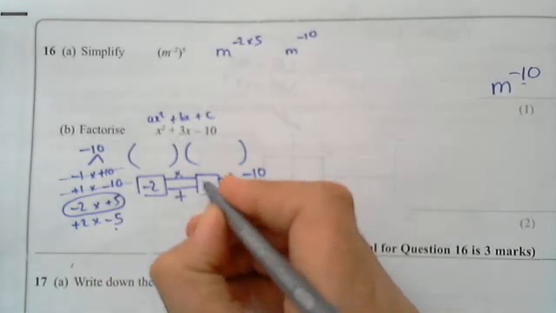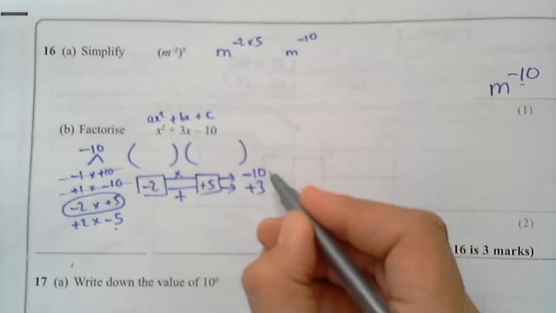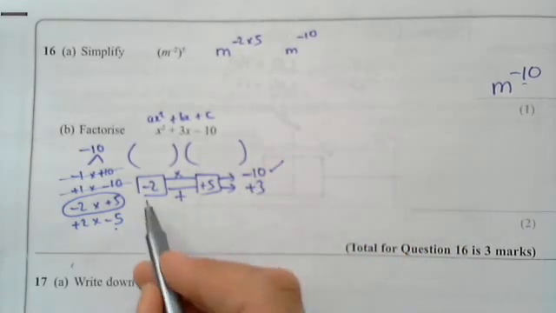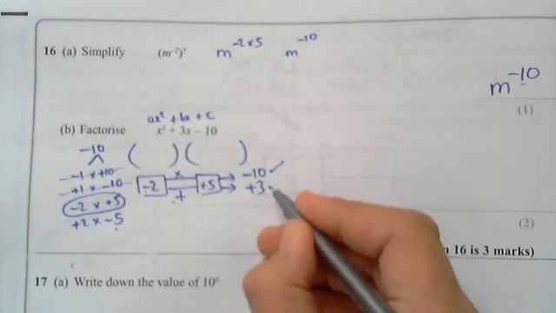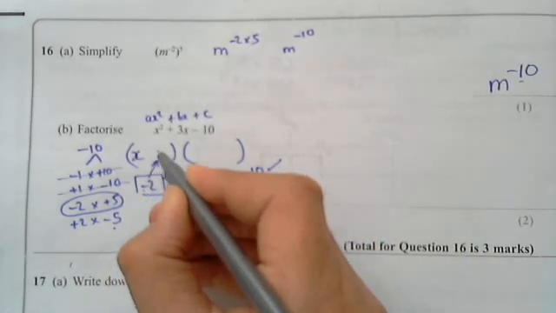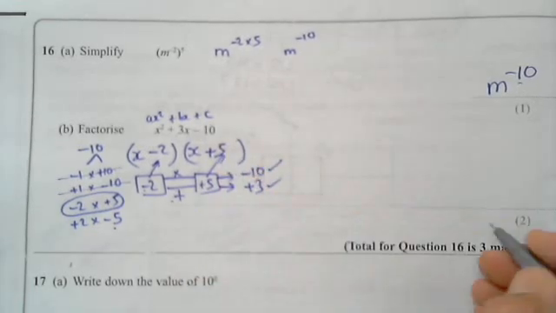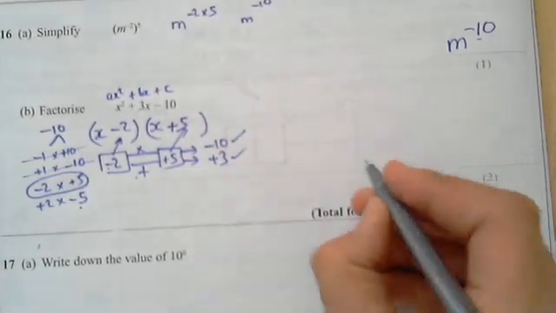Let's put it in here and check it. So minus 2 times by plus 5 is minus 10. First rule condition checked. Minus 2 add 5 plus 3. Lovely. Done. Copy that into here. Copy that into there. And the job's done.